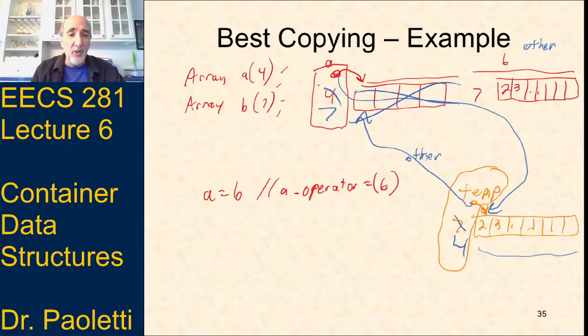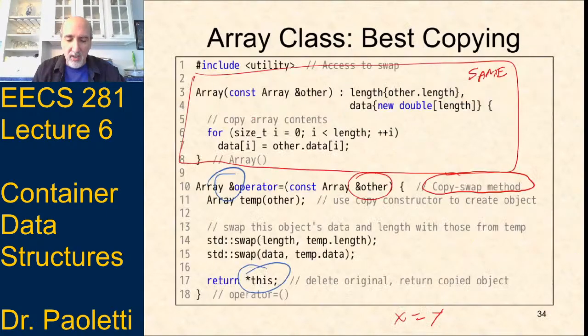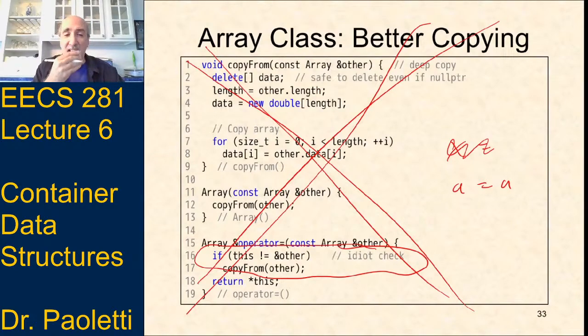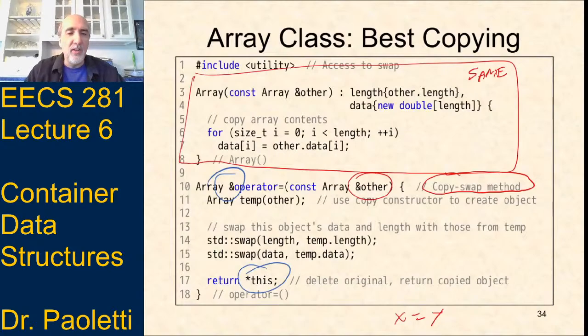Now, why did we do this? Why didn't we do the bad way to do it? One reason is the bad way to do it has the idiot check. The idiot check is to prevent us from doing things like, let's say, A equals A. We don't want A equals A to go deleting the only copy of A's data. So we've got that idiot check. Everybody pays the cost of the idiot check. In this one, there's no idiot check.